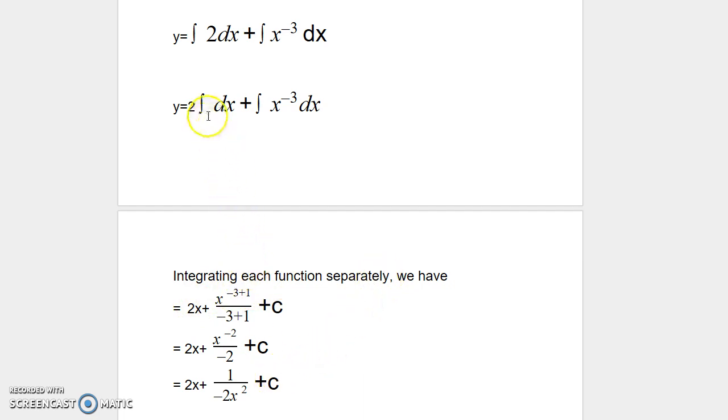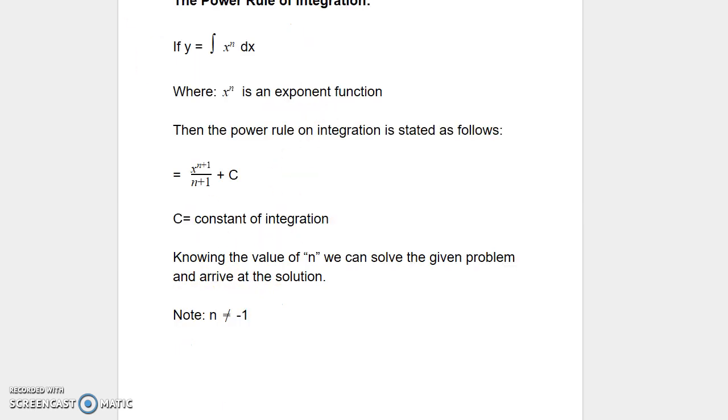In here, the integral of dx is the integral of 1 dx. There is no x term in here, so we're just going to add an x, giving 2x, plus the integral of x to the power of negative 3 dx. We're going to use the power rule. So let me bring up that power rule one more time.